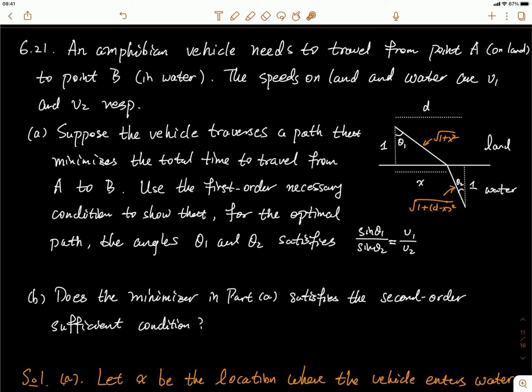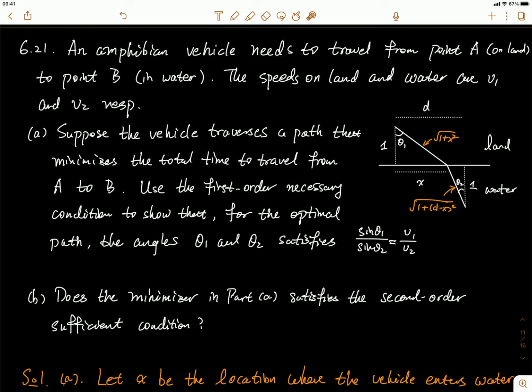The speed of this vehicle on land is v1, and over here it will be v2. Now the question is, what is the shortest path, or the path on which the vehicle travels the fastest from A to B? You need to determine this point so that the total time spent is minimized.